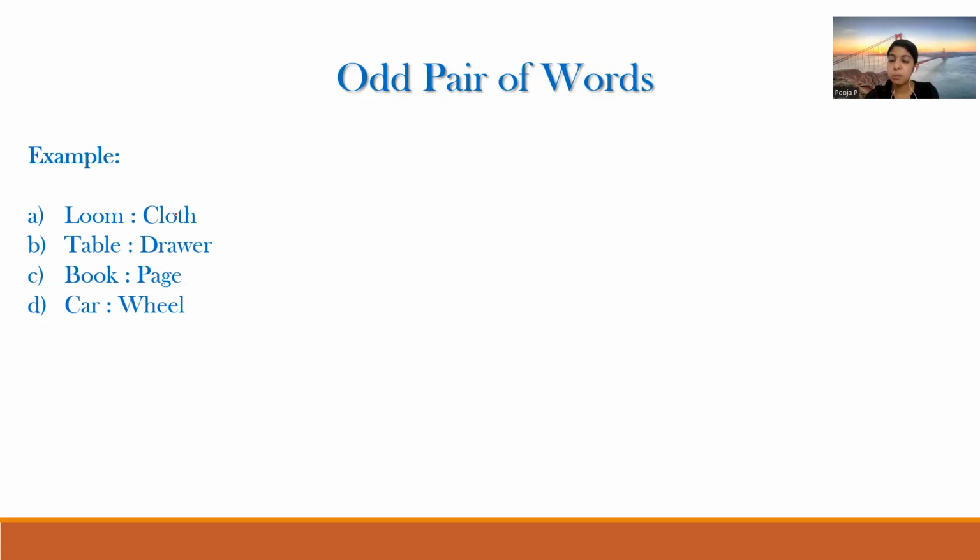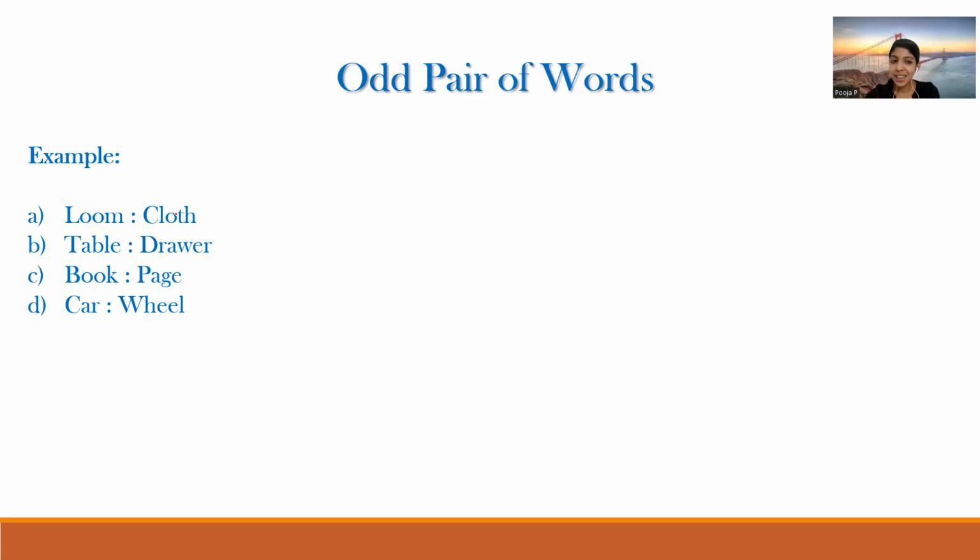Without a loom, how will you prepare the cloth or how will you produce the cloth? Not just for saris, right? Also, will every table have a drawer? No, right? It's just like asking, will every book have a page? It could also be an empty book.